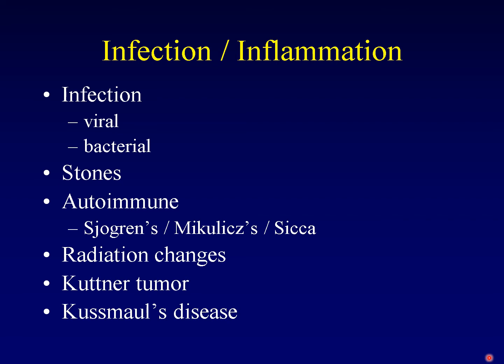Radiation changes are a form of inflammation within the gland, and we'll talk about that. Kuttner tumor is a very confusing diagnosis. It is actually a chronic sialadenitis, but it presents as a mass and looks just like a tumor on imaging. So it belongs on the differential of tumors, perhaps, particularly in the submandibular gland. And then we'll also talk about Kussmaul's disease, which is a fibrous plug in the duct. This is a very rare disease and really doesn't merit much discussion, though.